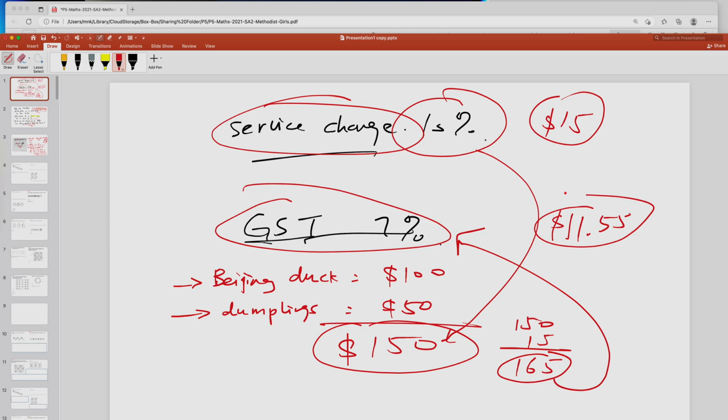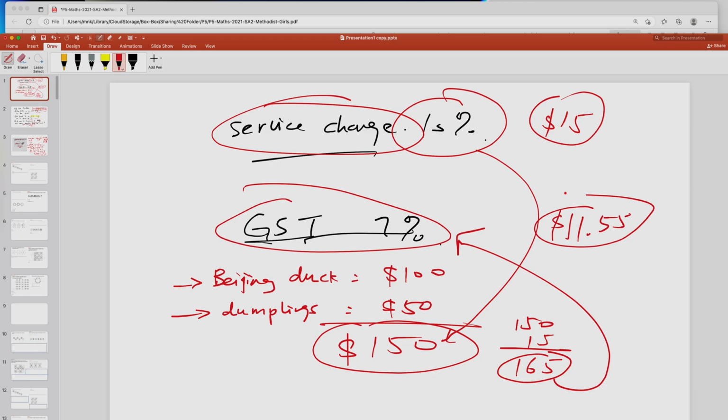就是你总共要付多少钱. What's the approach? 那个方法是什么. The food price plus the service charge plus the GST. That's the total price for the bill. Understand? Okay. So this is another example that involves percentage.